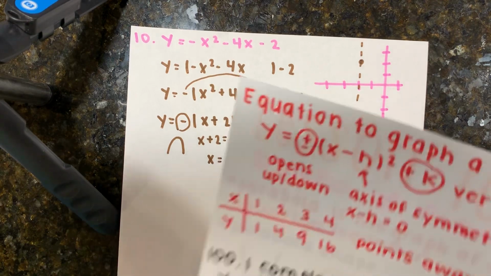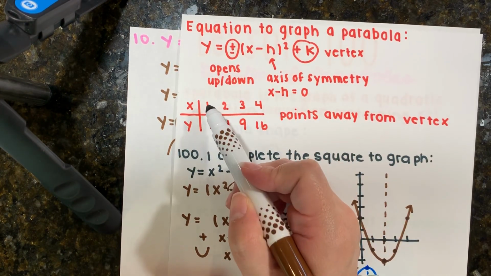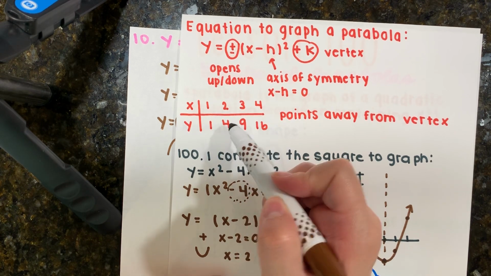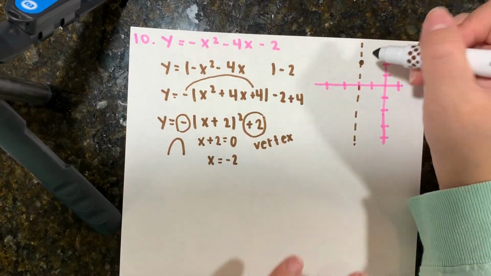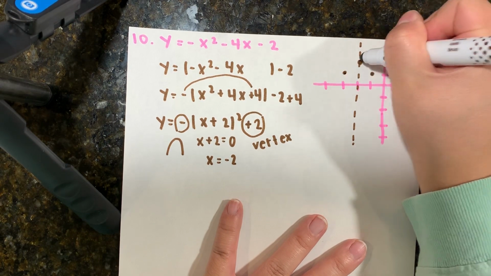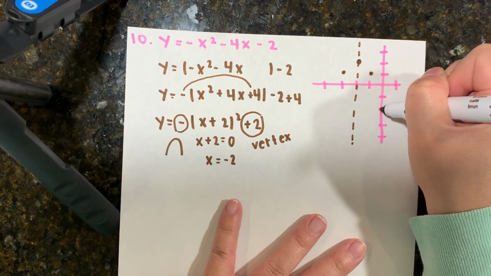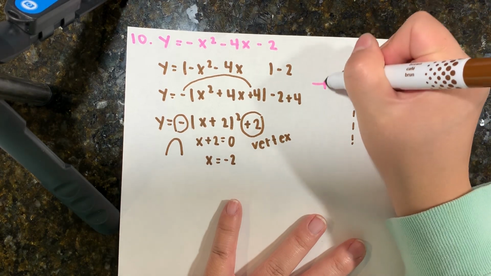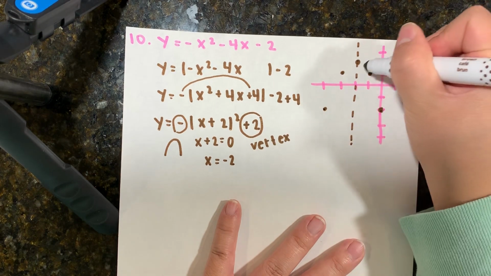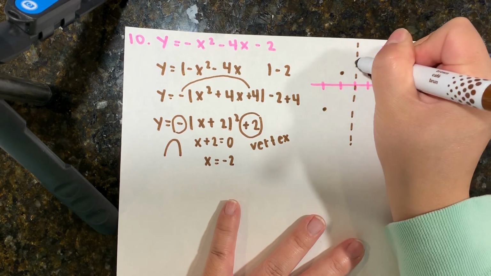Now I'm going to go back to my chart, which you do need to have memorized. It should be 1, 1, 2, 4. So over 1, down 1, over 2, down 4. So over 1, down 1 on either side. And from my original, over 2, down 1, 2, 3, 4. And I would do that to both sides. And this should be what your parabola looks like.